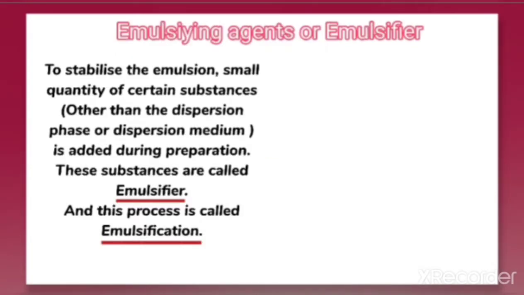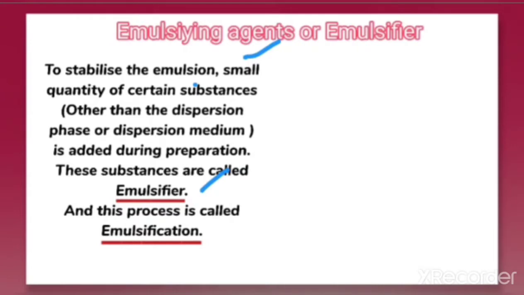Emulsifying agents or the emulsifiers. To stabilize the emulsion, a small quantity of certain substances other than the dispersed phase and the dispersion medium must be added so that the emulsion will be quite stable. That is why we use the term emulsifier or emulsifying agents for these substances.